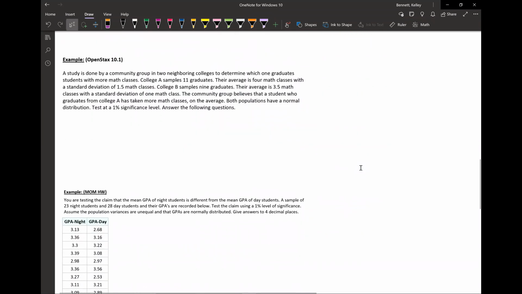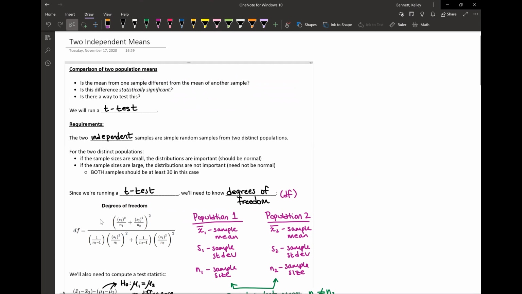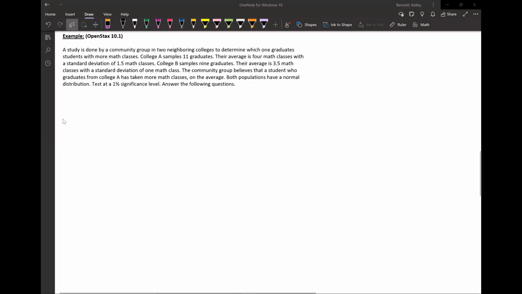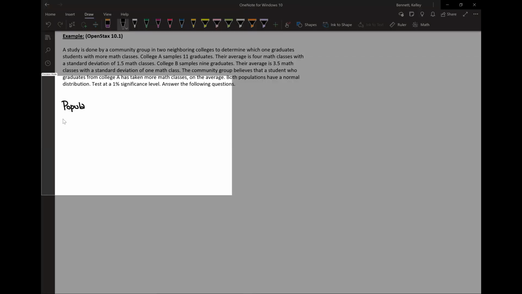All right, so the next example is going to be pretty similar. The alternative hypothesis will be structured slightly differently. So let's create some space here so we can organize the problem and its information. A study is done by a community group in 2 neighboring colleges to determine which one graduates students with more math classes. First, we're given information about College A, so I'm going to call this Population A. For Population A, I should be getting a sample mean, a sample standard deviation, and a sample size.